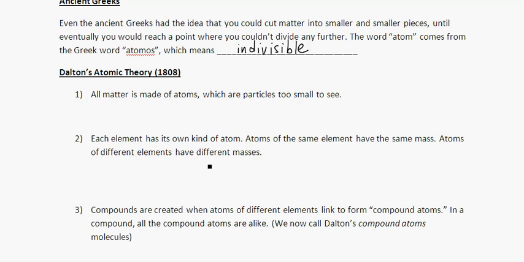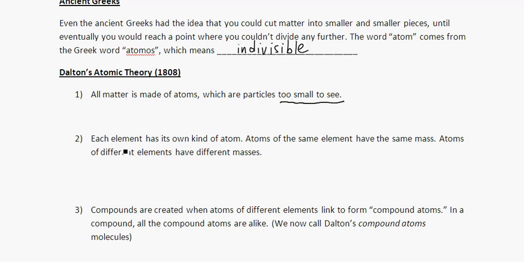And again, he couldn't see atoms, but he said that all matter is made of atoms, and they are particles too small to see. Okay, now these days, is that still true? Sort of. We can't really see too much of an atom, but we do have some electron microscopes that will allow us to sort of scan the surface of atoms. And so we can see their general shape, but we can't really see any detail.